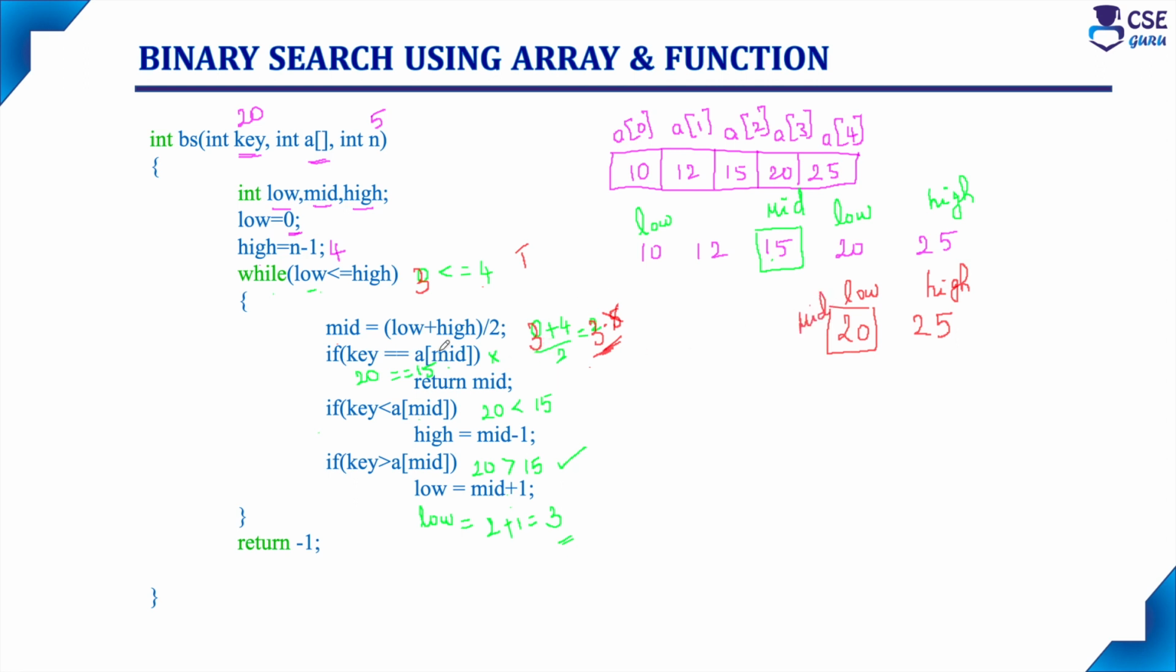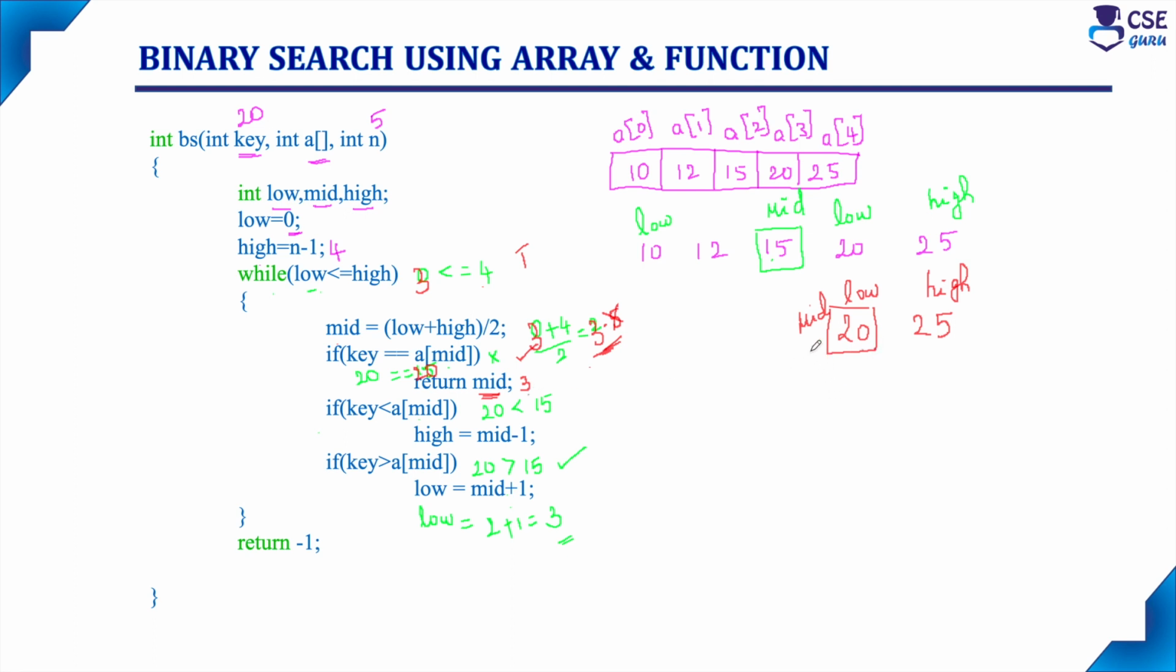Since mid is 3, next check the if statement: if key equal to A of mid. Key is 20, equal to A of mid in this iteration, which is 20. Yes, the condition is true, and it will return the mid value. So mid is nothing but 3. Now this 3 will be returned to the main function. If the position value is any value other than -1, it will print that the key element is found in the array.